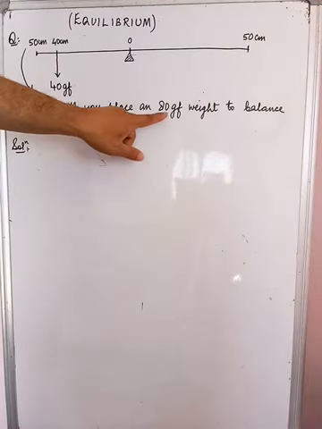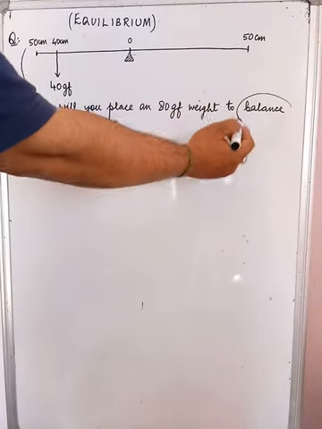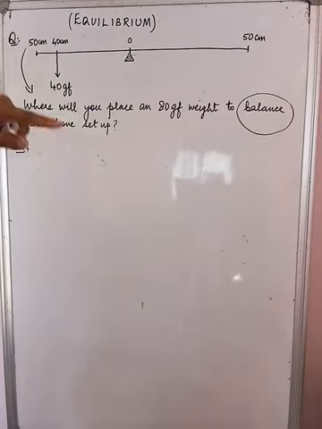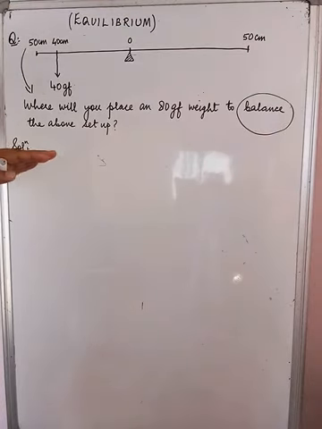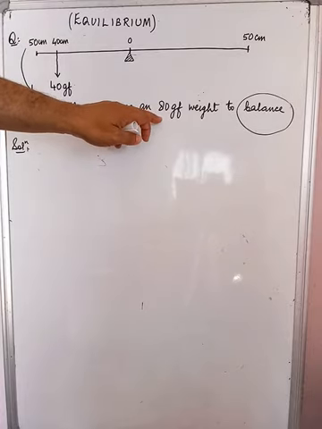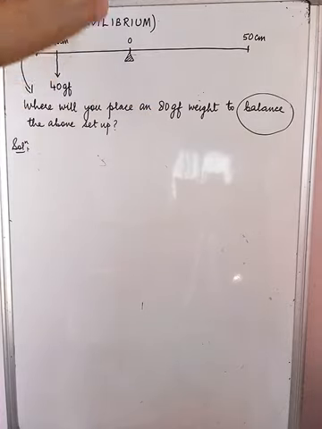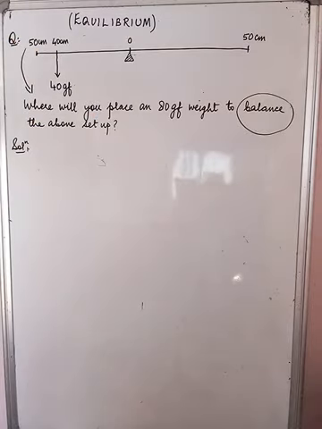So if you want to balance, the important word here is balance. Balance means equilibrium, a state of stability. So if you want to create stability, obviously you have to place this 80 GF weight on the right side. But where exactly is our question. Where will you place the 80 GF?